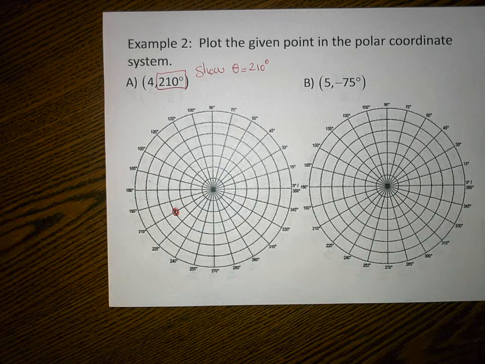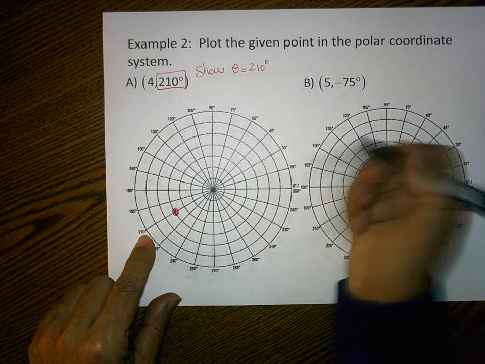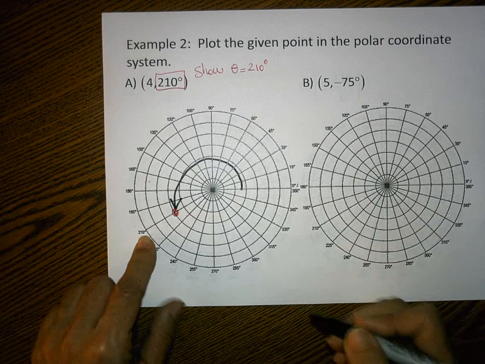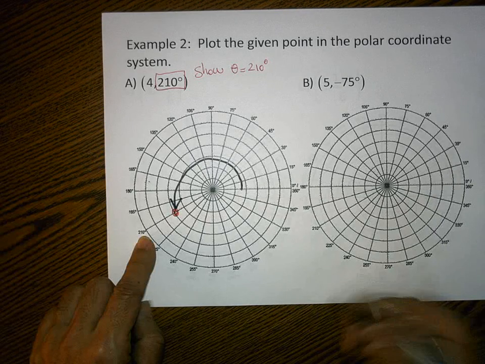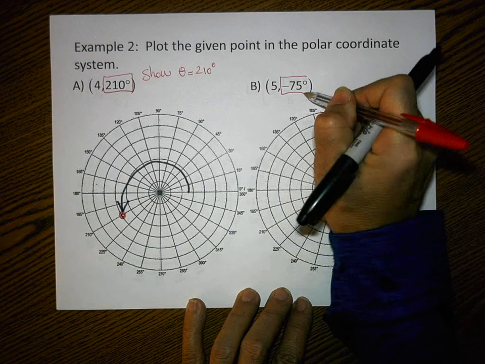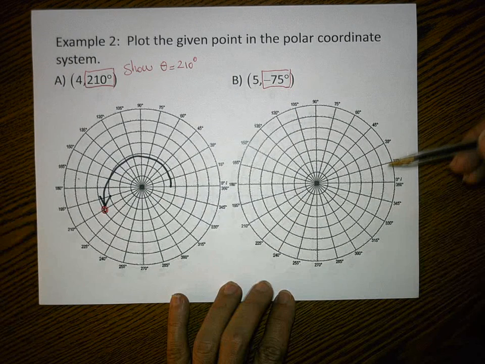So let me use my handy dandy marker here. Okay, so starting here, the positive polar axis, I went to 210. So there is my angle of 210. Okay, negative 75. Let's go to the theta first. Negative 75. Let's arrive at negative 75.